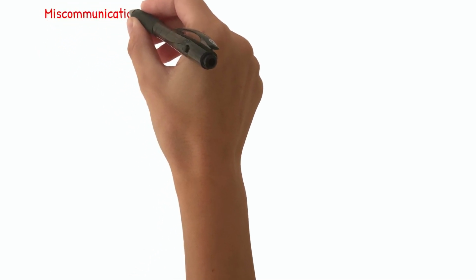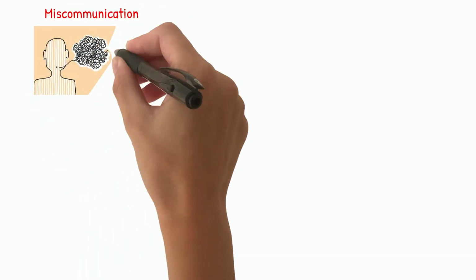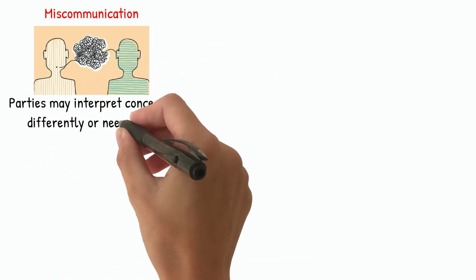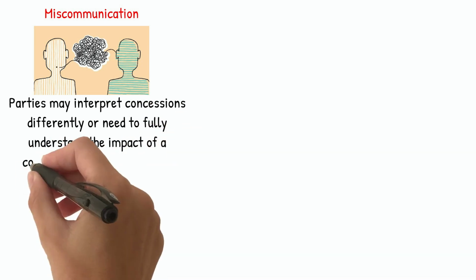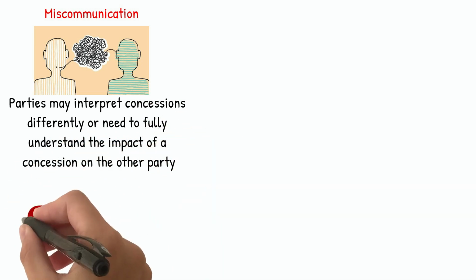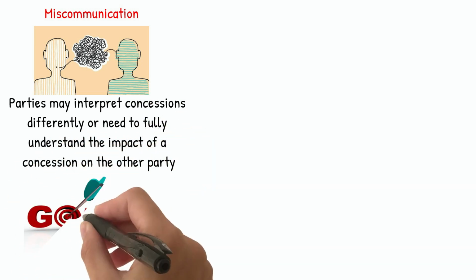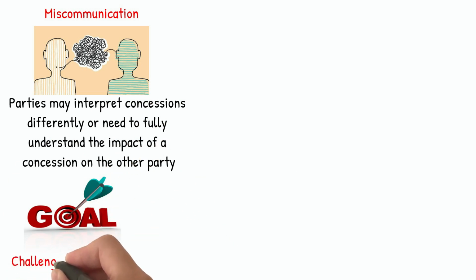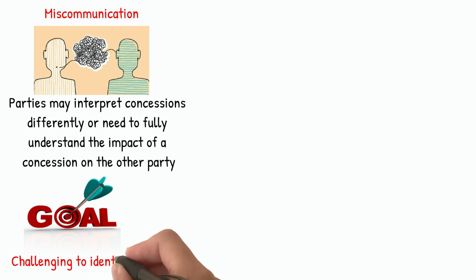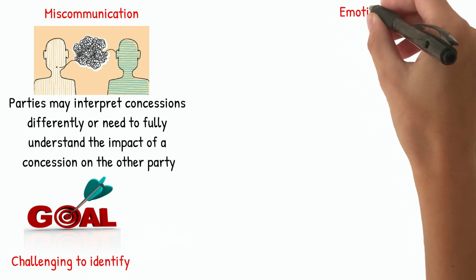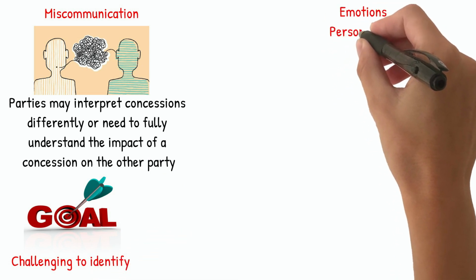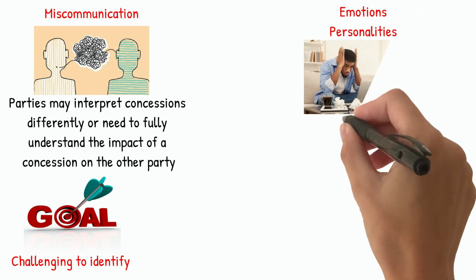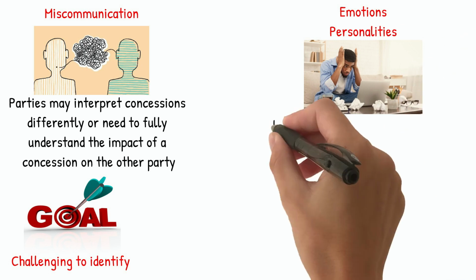Another factor that can make reciprocating concessions haphazard is the potential for miscommunication. Parties may interpret concessions differently or need to fully understand the impact of a concession on the other party. Additionally, parties may need clarification about the underlying interests or goals driving the negotiation, making it challenging to identify mutually beneficial concessions. Finally, the emotions and personalities of the parties can also impact the process of reciprocating concessions.